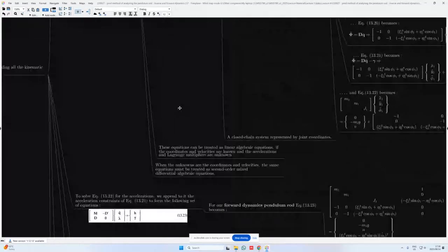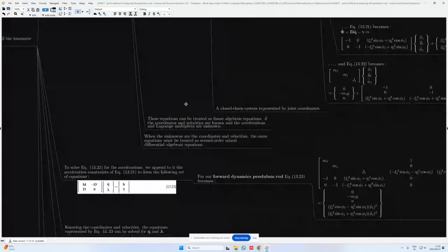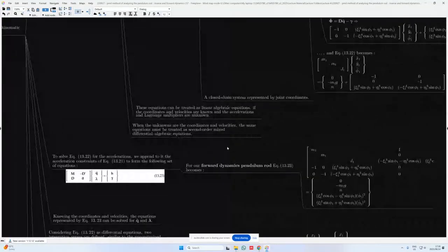Now, these equations can be treated as linear algebraic equations if the coordinates and the velocities are known and the accelerations and Lagrange multipliers are unknown. When the unknowns are the coordinates and the velocities, the same equations must be treated as second-order mixed differential algebraic equations.